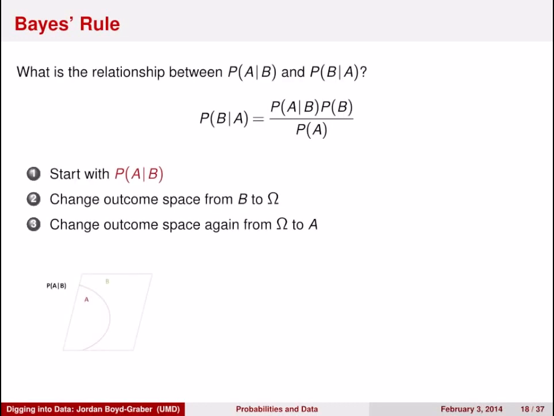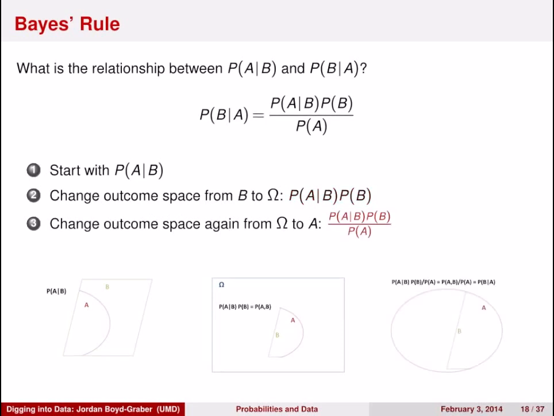You first start with a conditional probability distribution where you're only looking at events where b occurs. You then expand that out to the entire event space, and then restrict it back down to a different conditional space.